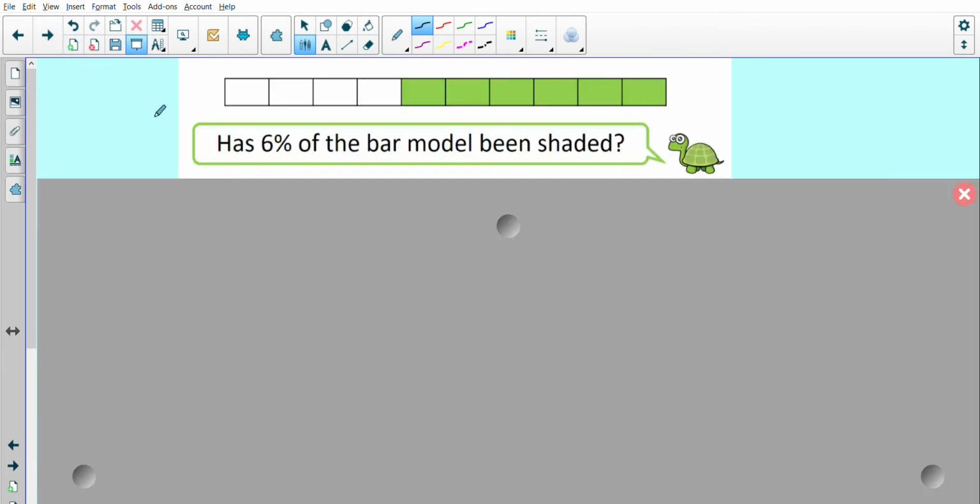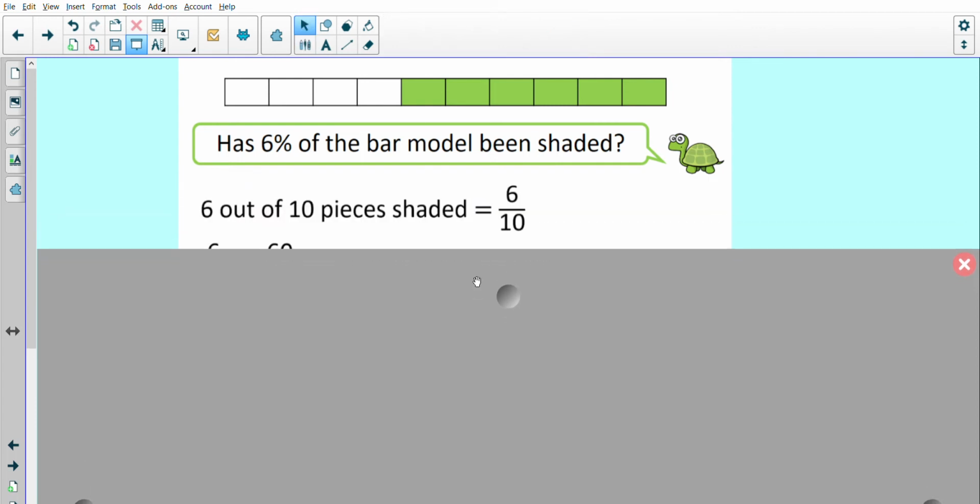Okay. Mr. Tortoise is wondering, has 6% of the bar model been shaded? I'm going to count the squares. I've got 1, 2, 3, 4, 5, 6 shaded in out of 10. So is that 6%? What do we think? Yes or no?